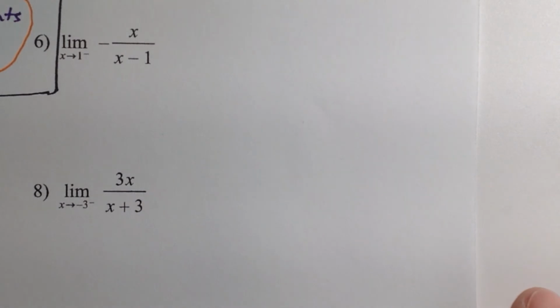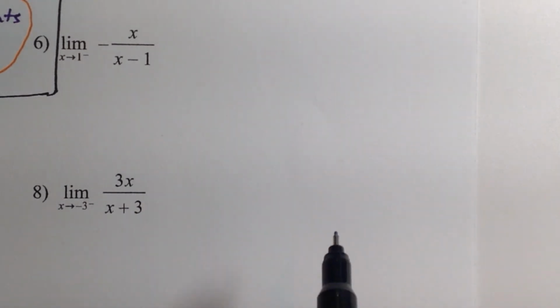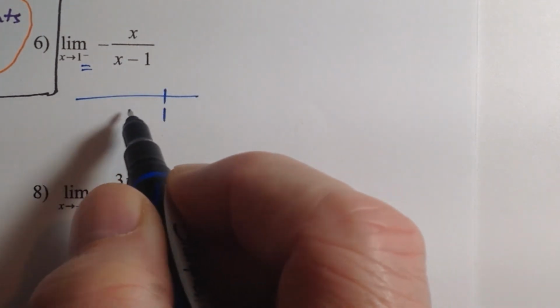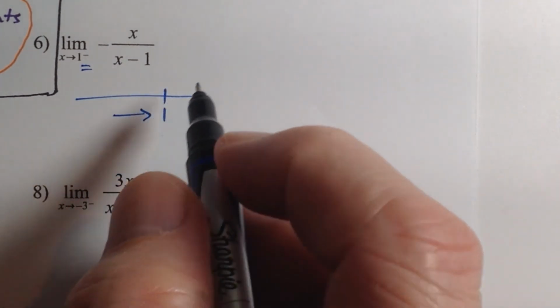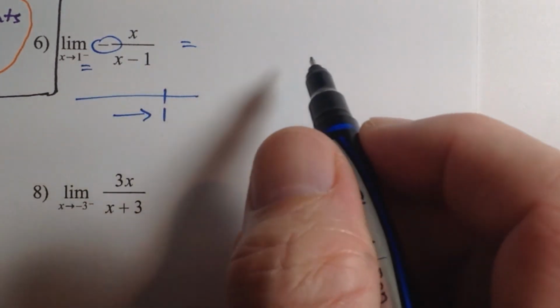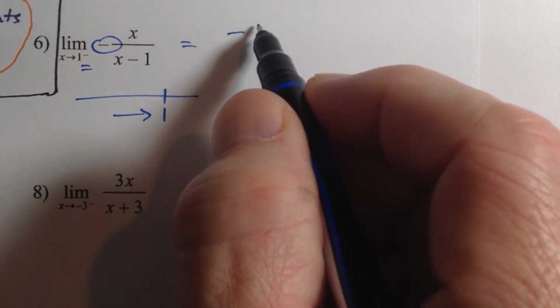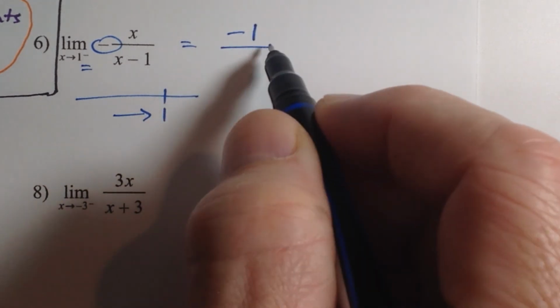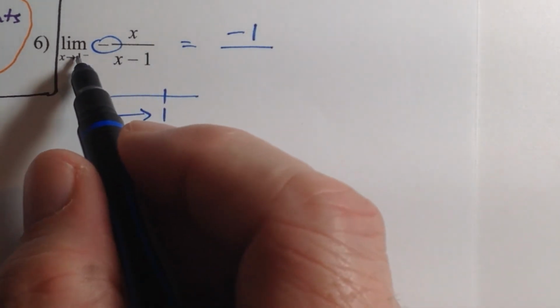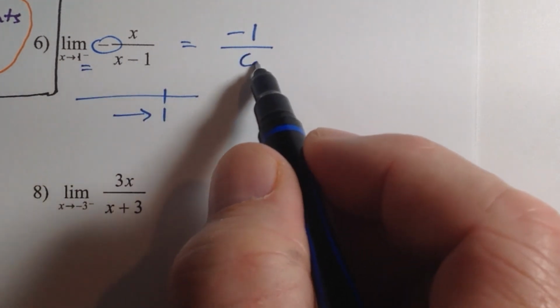Let's see here, 6 and 8. As x approaches 1 from the left, so we have 1 and we're approaching 1 from the left, the numerator is going toward 1, and again we've got another minus sign here, so let's bring the minus sign up on top. So the numerator is going toward 1, bringing the minus sign, -1. 1 down here, -1 is 0.